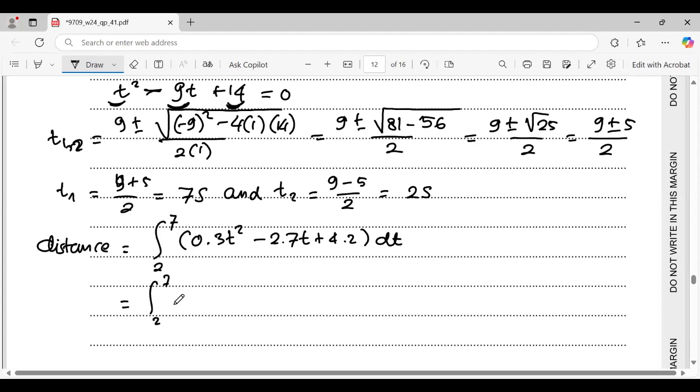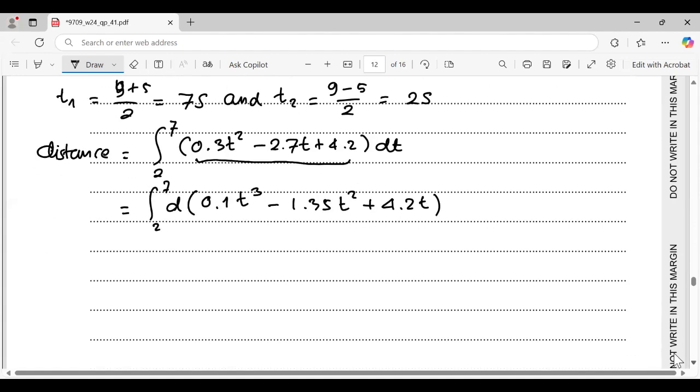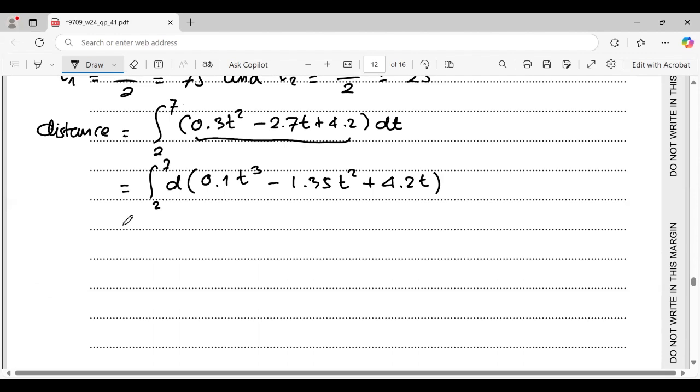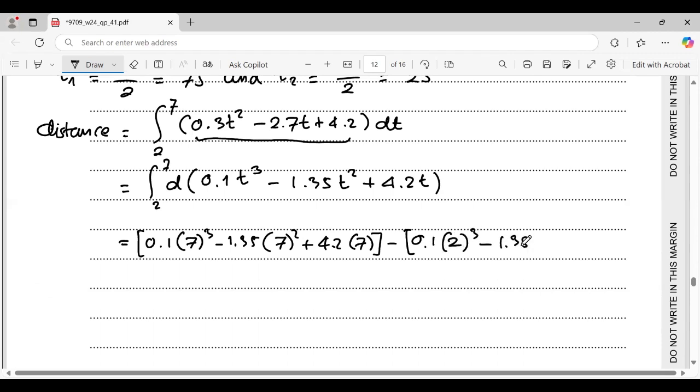The first step, we need to find the integral of this expression. The integral is 0.1t cubed minus 1.35t squared plus 4.2t. So this is the integral of this expression. And after that, substitute 7 and 2 into this expression. If you substitute, it's going to be like this: 0.1 times 7 cubed minus 1.35 times 7 squared plus 4.2 times 7, minus 0.1 times 2 cubed minus 1.35 times 2 squared plus 4.2 times 2.